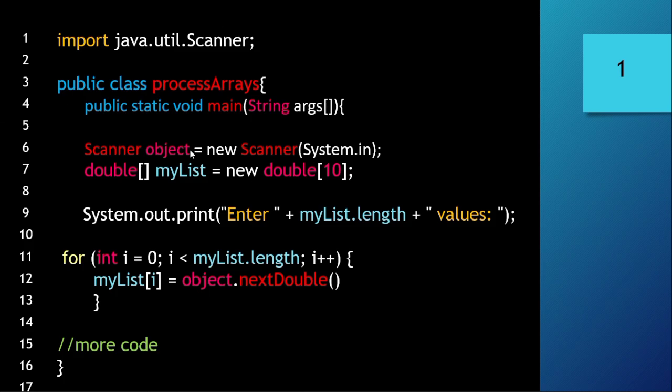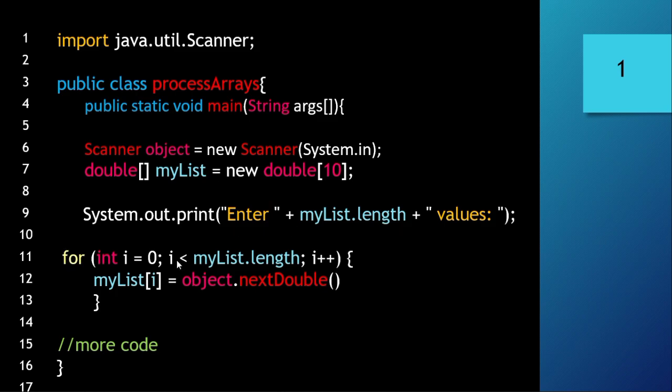Great. So if we want, we can say Scanner input, which is equal to new Scanner(System.in), and then we say double[] myList is equal to new double[10]. So this is our array initialization. Then we say System.out.print enter myList.length. So this guy dot length, meaning the size of this guy. So it's going to say enter 10 values, because the size of this array is 10. The output is going to be enter 10 values.